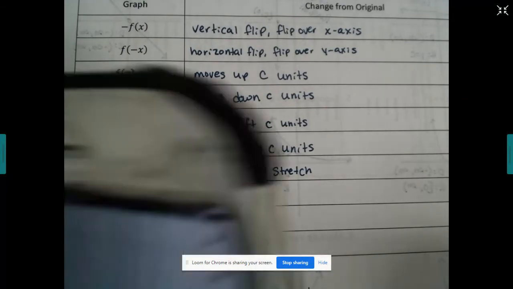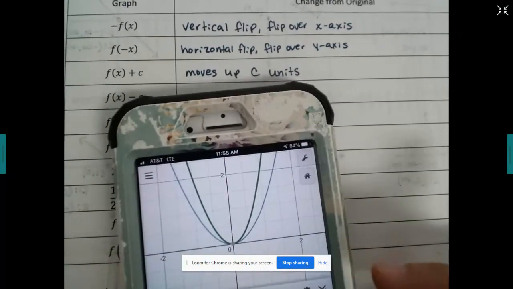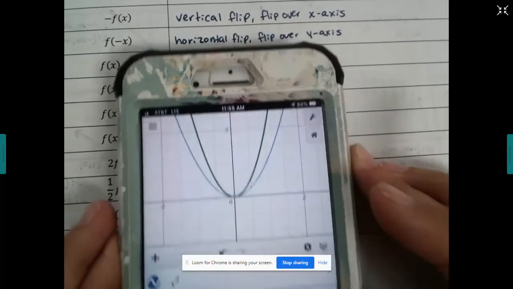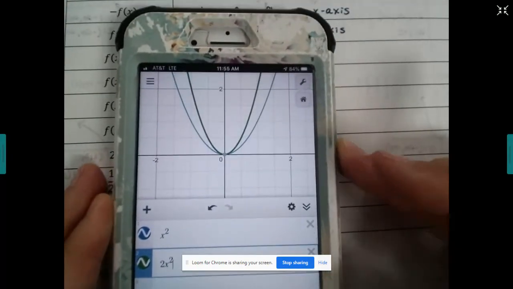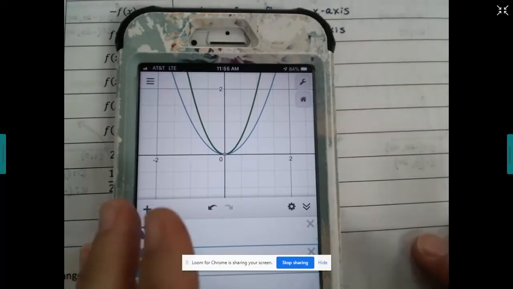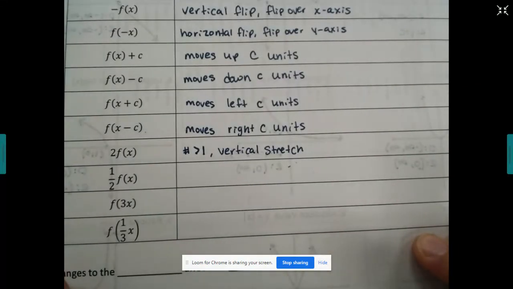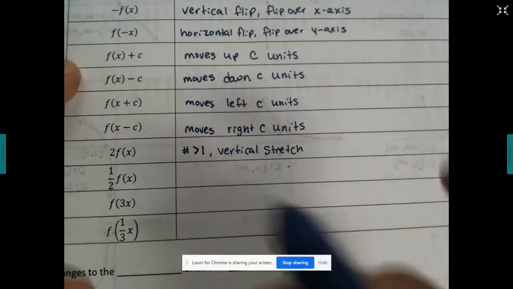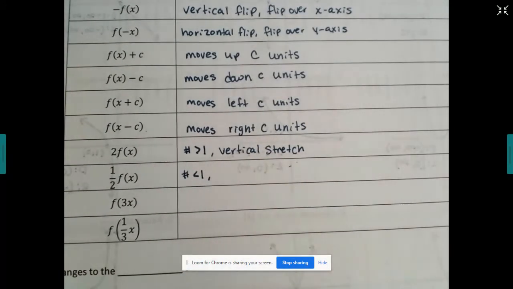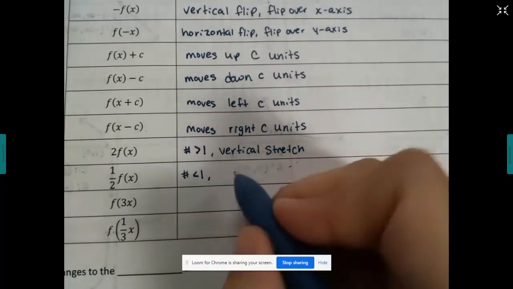And so what that looks like is if you look, the blue one is our original parabola. The green one is our 2x squared. So it took it and it literally just stretched it out. So it made it skinnier. So if it is less than 1, so if you have a number less than 1, then that is a vertical shrink.